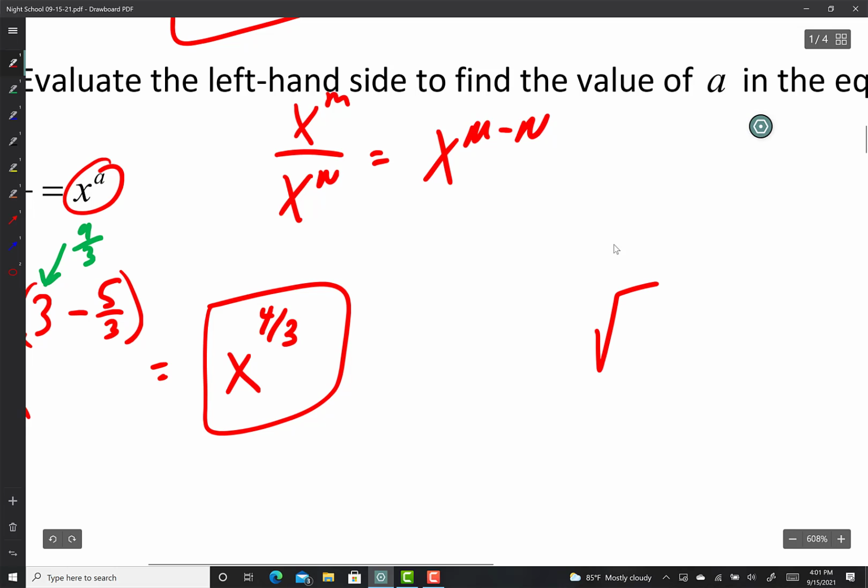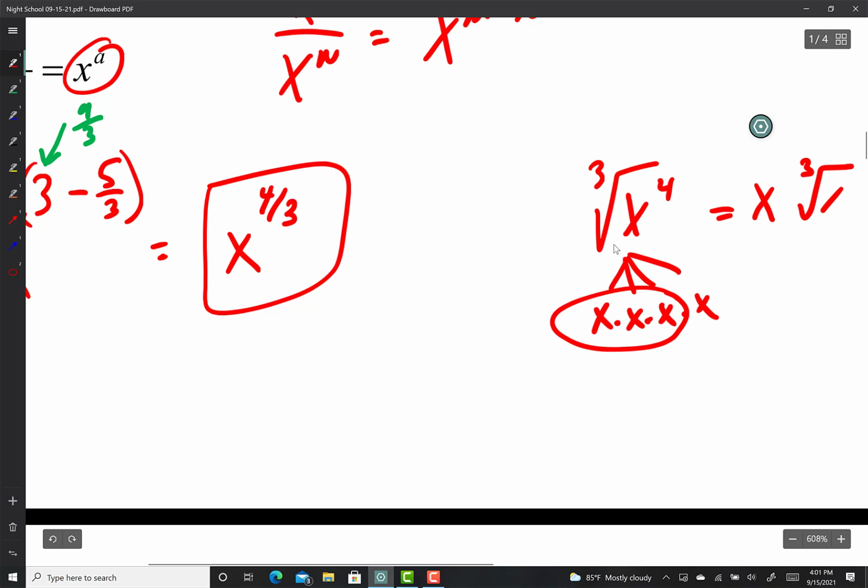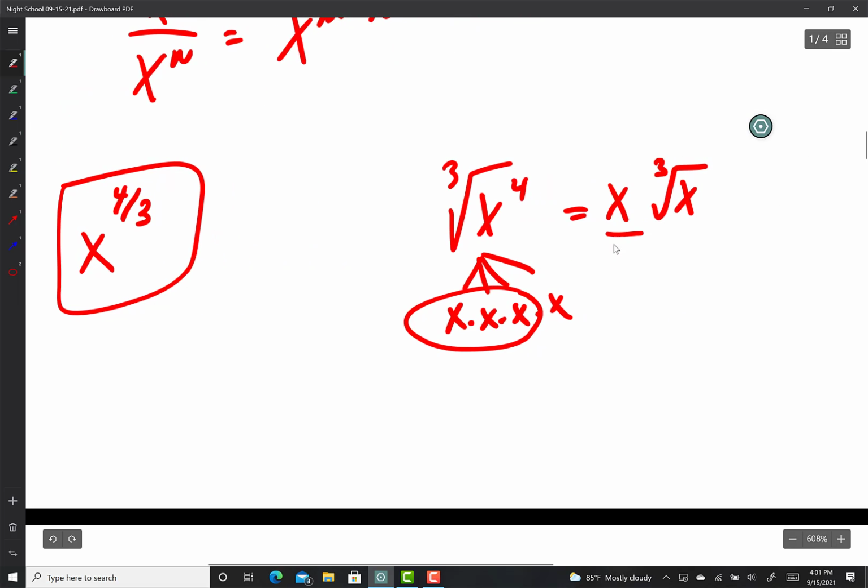That means third root of x to the fourth. And really, if they wanted you to really simplify, x times x times x times x, grab 3 of those, and that would be x cube root of x. So this is the best answer in terms of radicals, but x to the 4/3 is perfectly fine.